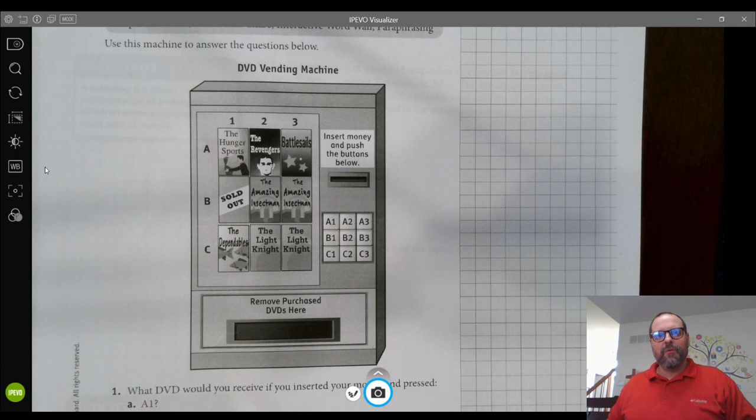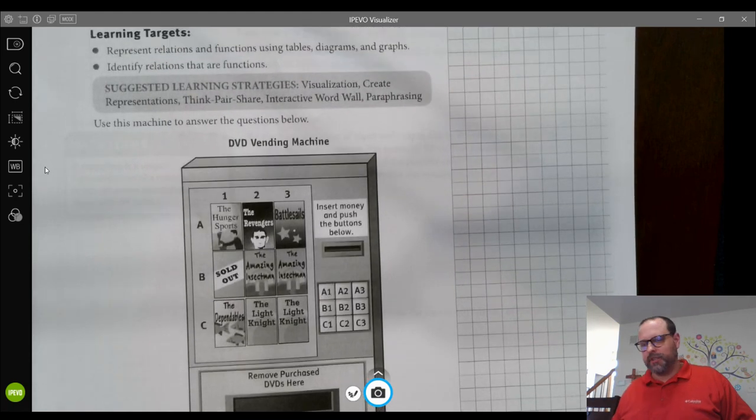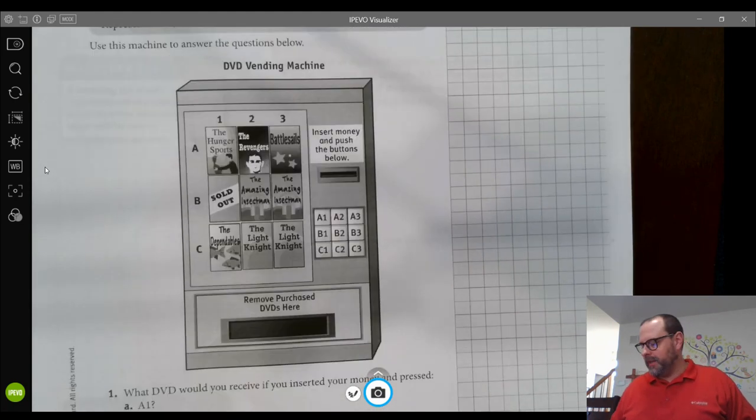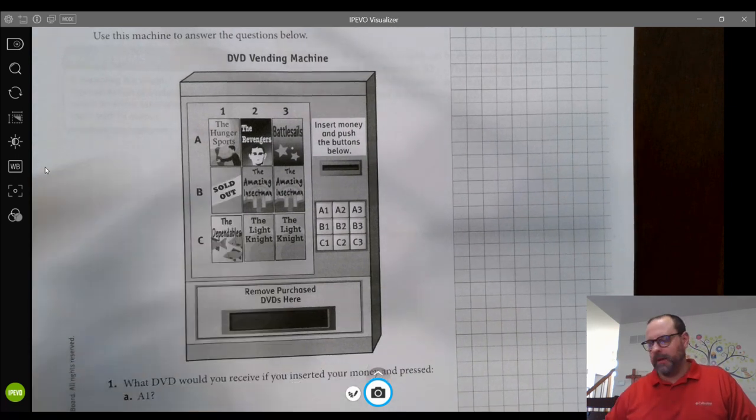So, what we're going to talk about really here is first, what's a relation and what's a function, or that's what we're going to lead ourselves into. So, a relation is just there's a relationship between the two things. Okay, you have one thing, you have another. A and one have a relationship, and it gives you the hunger sports if you were to hit that button.